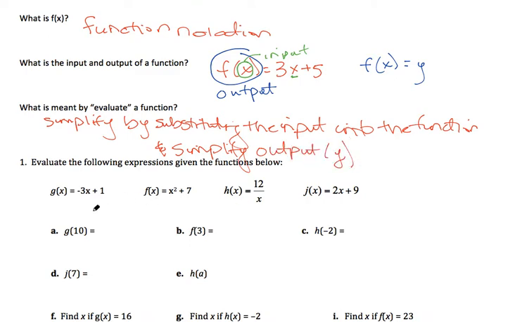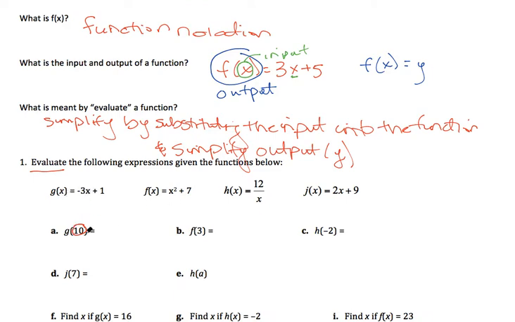Okay, so below we have many examples. There are 4 functions given to you: g of x, f of x, h of x, and j of x. Below that are several different examples of what we mean by evaluating. You'll see the word evaluate right here. So for the first one, we have g of 10. That's the way you say that, g of 10. This is the input. We're going to put the input into wherever this variable is in the function.